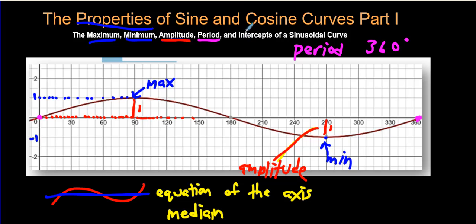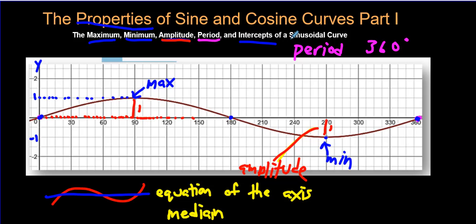Okay, now the intercepts, you already know what intercepts mean. Intercepts are just the places where the curve cuts through the x-axis. Those are the x-intercepts, and of course the y-intercept is the place where it cuts through the y-axis, which would be at 0. The x-intercepts here are 0, 180, and 360 degrees. The y-intercept is just at 0 degrees, or 0 in this case. Okay? Those are some properties of a sine or cosine curve.